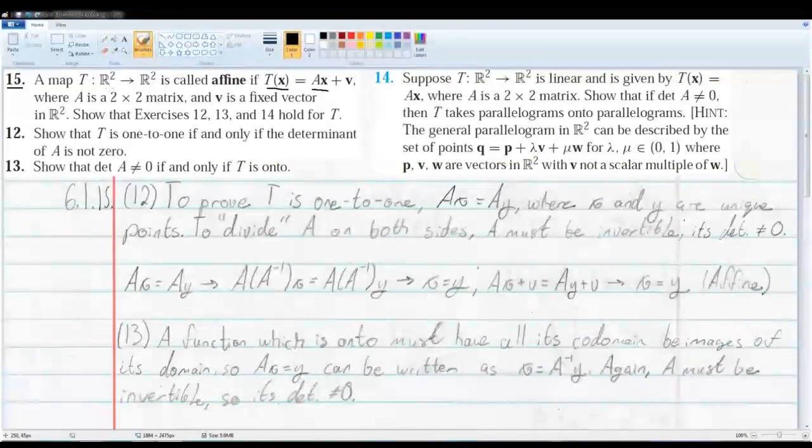It gives the definition, or somewhat of a definition, for an affine map, which is that the transformation gives the transformed function plus a constant vector v. And then it asks us to show that exercises 12, 13, and 14 hold for an affine transformation.